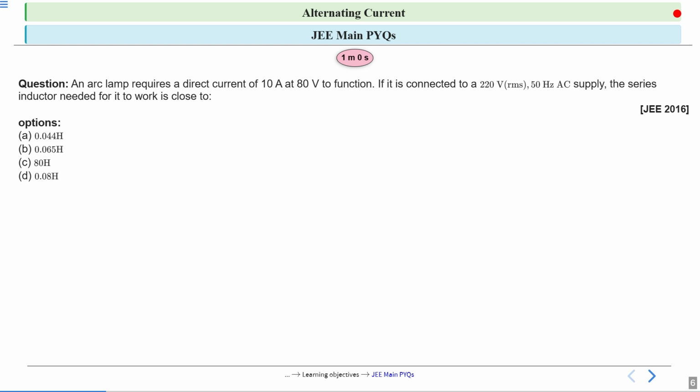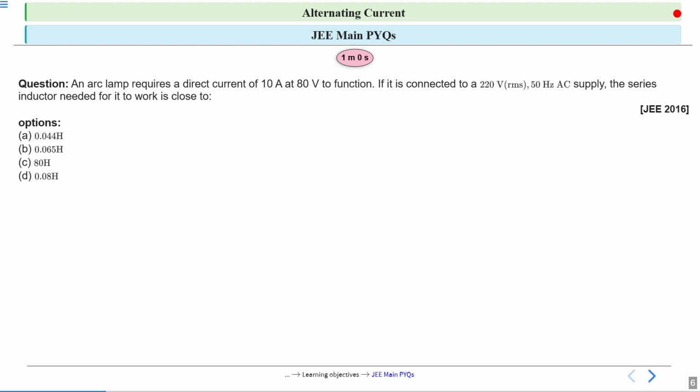Now you can see an arc lamp requires 80 volt of DC, but the RMS value of the AC supply is 220 volt, which is very much greater than 80 volt. The resistance of the bulb is fixed in both cases, whether connected to DC or AC, because resistance doesn't depend on the frequency. So the power dissipated will change if we connect the same bulb to the AC supply having 220 V RMS value. It will get fused.